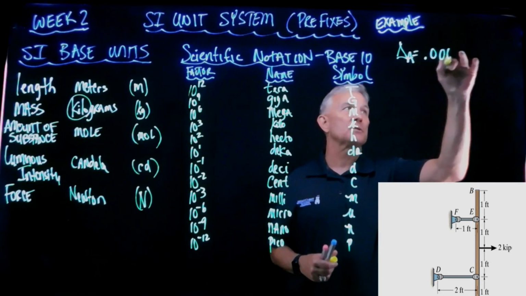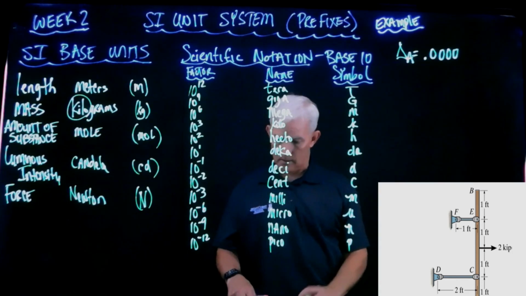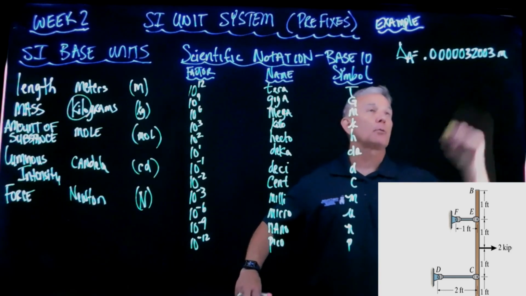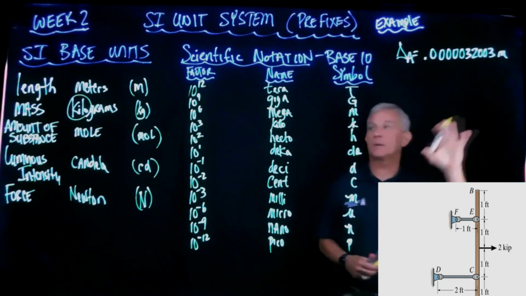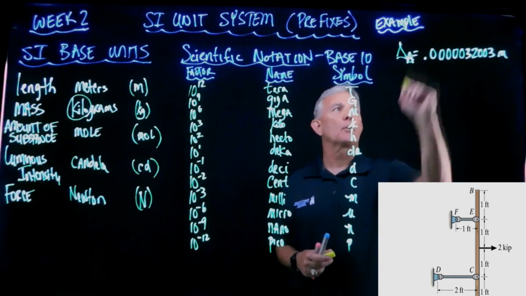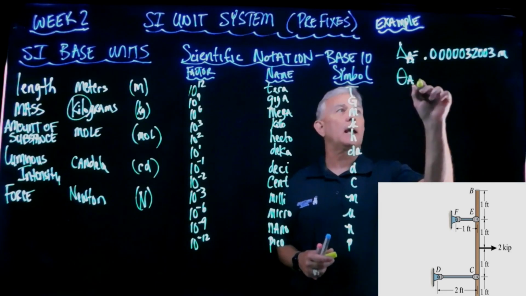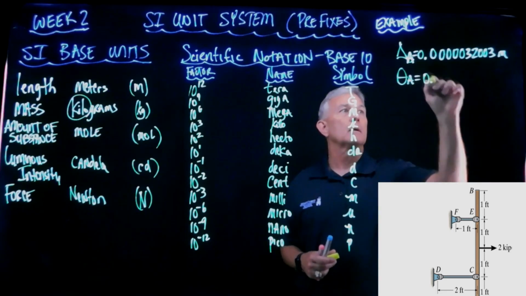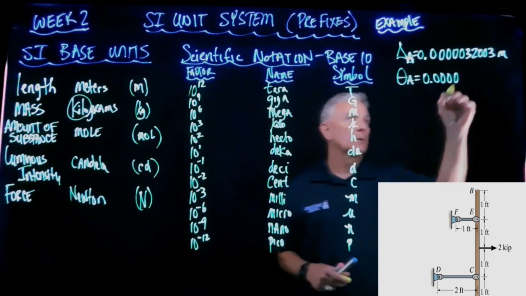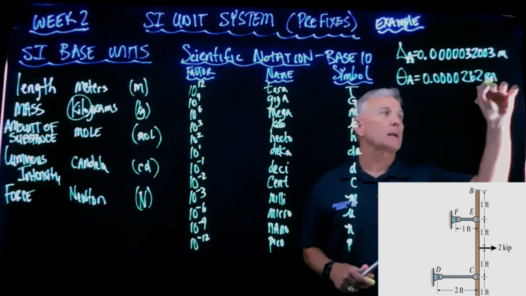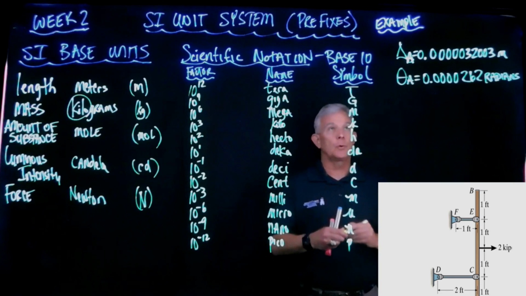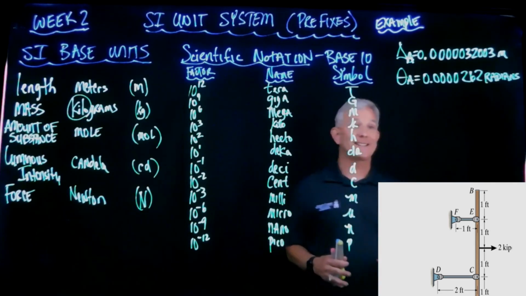So those numbers, just so that we have something to work with: delta B is equal to 0.0000, and I want to make sure I get this right, 03200 3 meters. Now the answer first came out in inches, but I've converted it to meters so that we're working with SI units. And that's delta at point B. Theta at point A is equal to 0.0000 and that is 40262 radians. Okay?